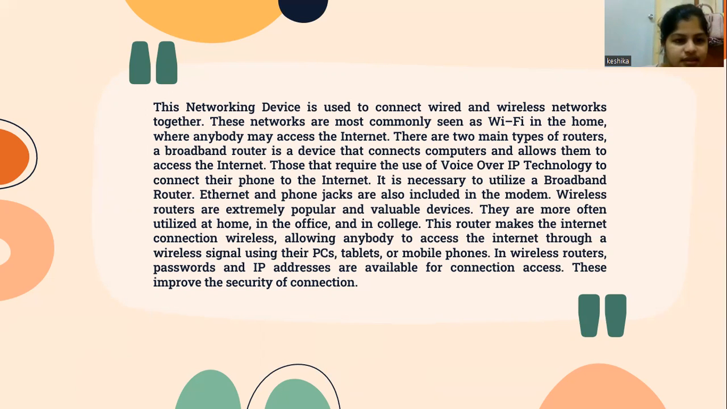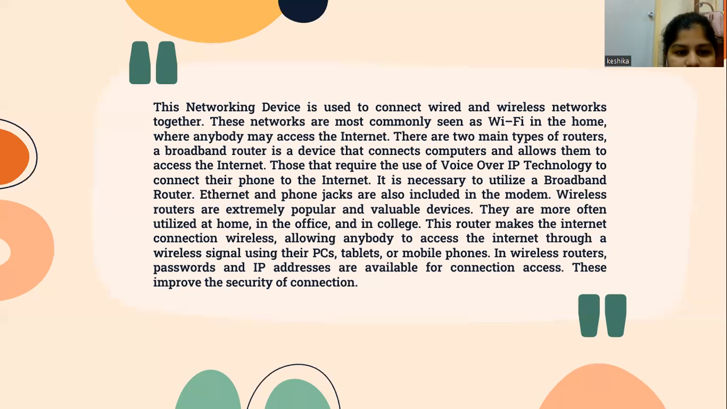So this networking device is used to connect wired and wireless networks together. These networks are most commonly seen as Wi-Fi in the home, where anybody may access the internet. There are two main types of routers. A broadband router is a device that connects computers and allows them to access the internet. Those who require voice over IP technology to connect their phone to the internet need to use a broadband router. Internet and phone jacks are also included in the modem.